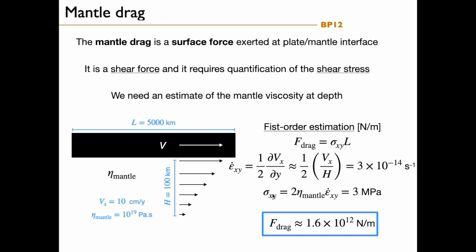And now we compute the shear stress: 2 times viscosity times strain rate. This gives an estimate on the order of 3 megapascal. If we compute the drag force by assuming a plate length of 5,000 kilometers, we obtain an estimate also of 10 to 12 Newton per meter.